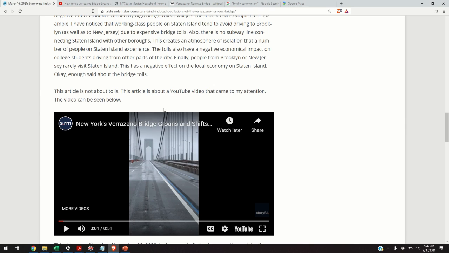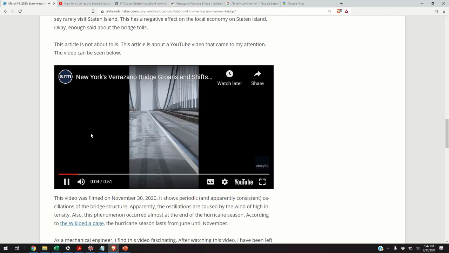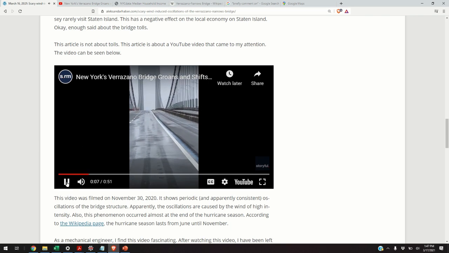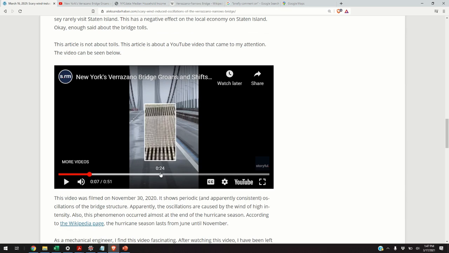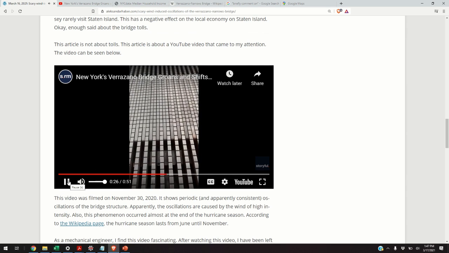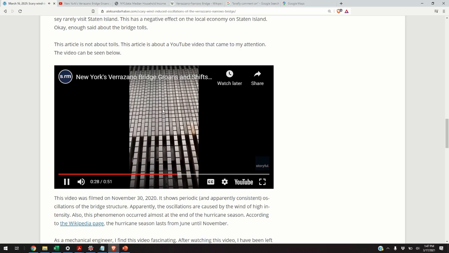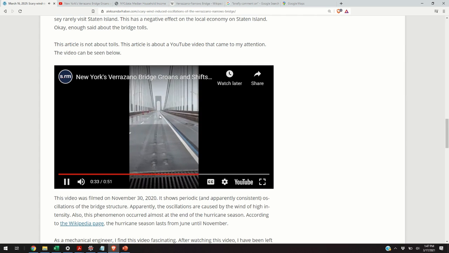This article is about a YouTube video that I showed at the beginning of this video. Let us closely observe this video once more. So, the first thing to notice is that the oscillations are in the transverse direction. The second thing to notice, somewhere around the 20th second or 23rd second, is that bridge segments are not rigidly connected.